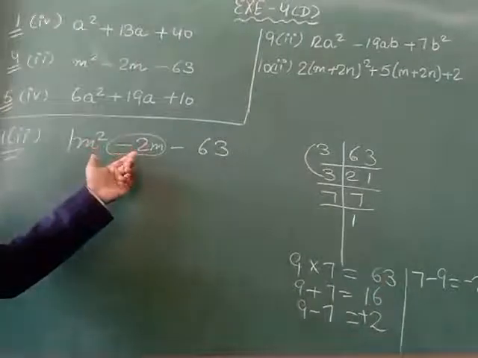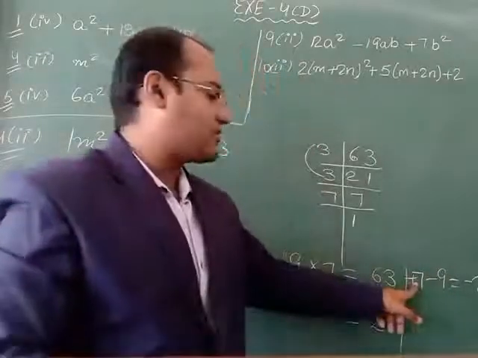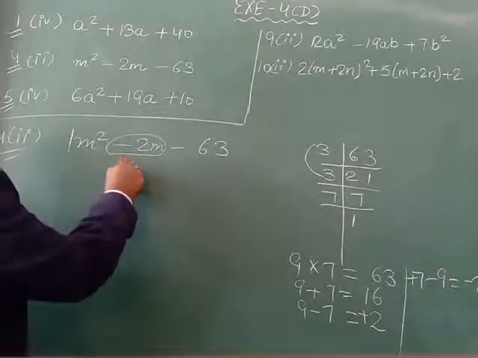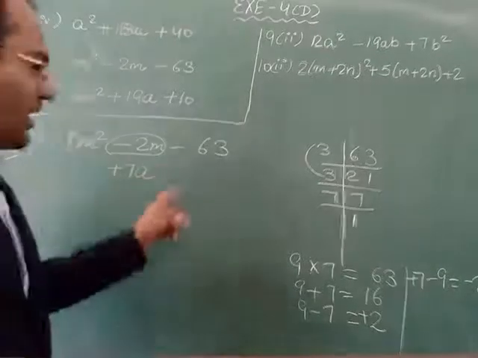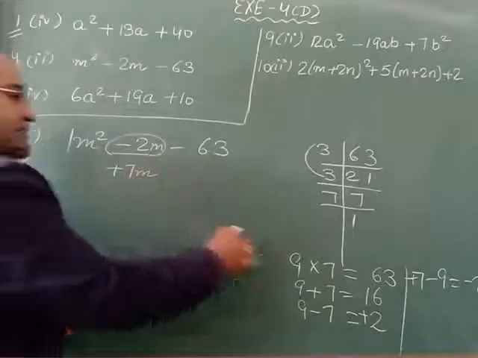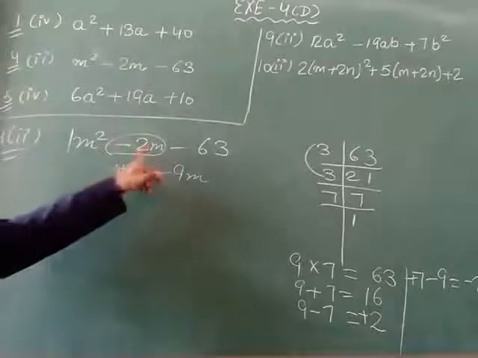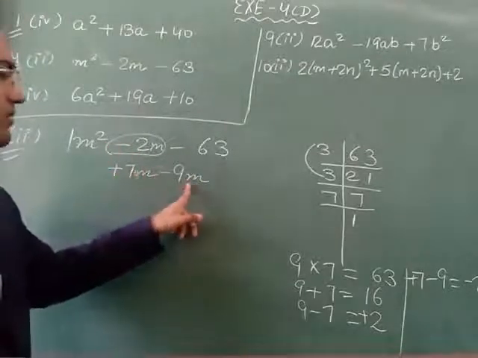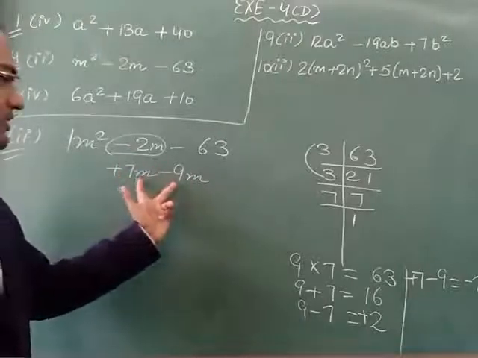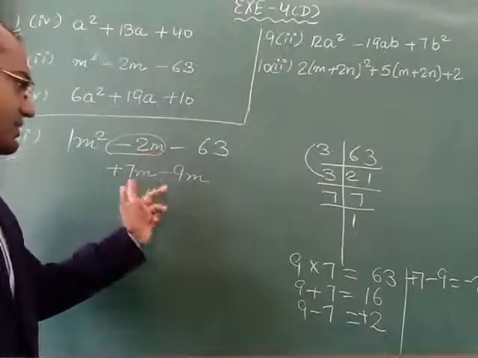So in place of this minus 2, what you have to do? You have to take plus 7. Here no sign is there, that means plus. Plus 7 and minus 9 we will take in place of minus 2. So in place of minus 2 we will write plus 7m. Sorry, the alphabet is m, so here we will take m. Plus 7m, and the second factor is minus 9, so minus 9m. In place of minus 2m, we are writing plus 7m minus 9m. Why are we writing this? Because when we solve these two, we will get minus 2m only. That's why we are changing it and writing like this: plus 7m minus 9m.